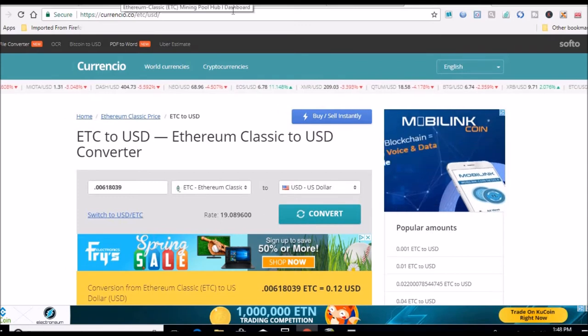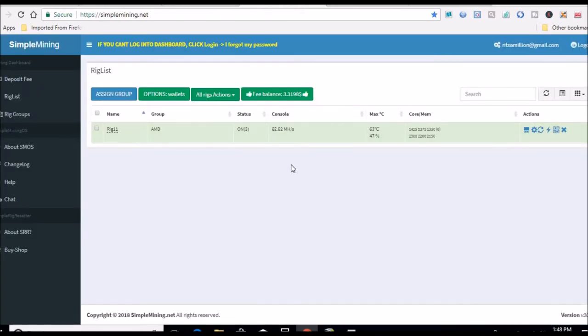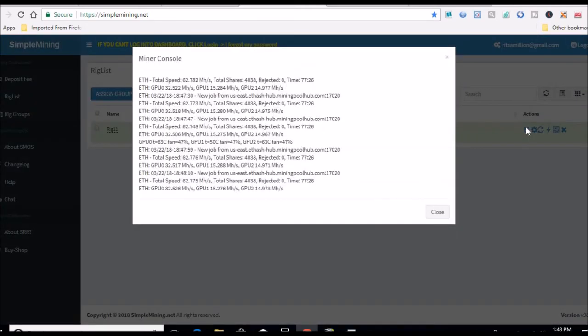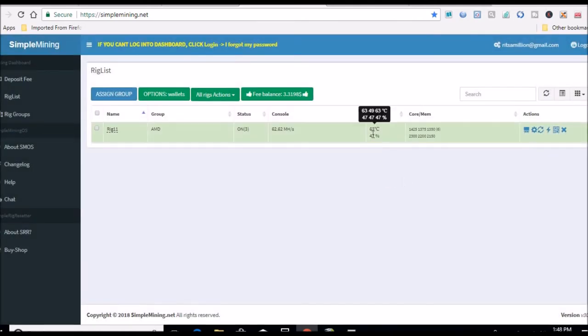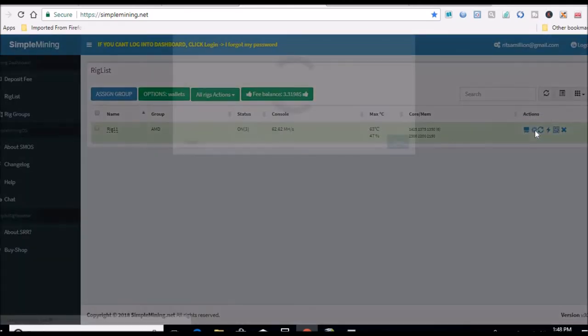And let's head over to Simple Mining. Everything is fine there. This fluctuates. There's the proof of what these cards are doing right there. How long we've been up? 77 hours. We've been up right there. No rejected. 4,038 accepted shares. So this rig is running nice and good, nice and cool. With those overclocks, I'll show you the overclocks real quick.